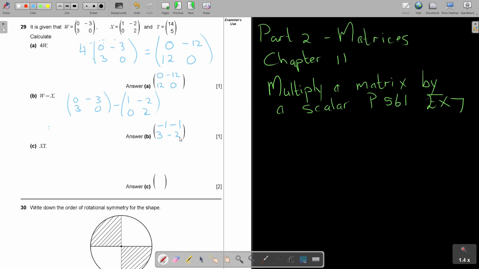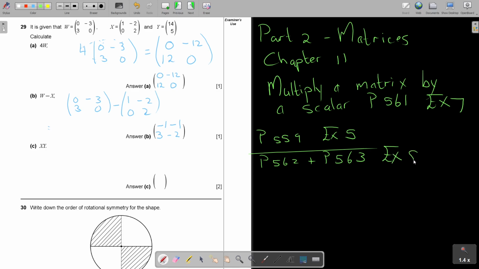And now the difficult one is the multiplication. So for this one, you could have checked on page 559, example 5. And for the multiplication, this last one is going to be page 562 plus page 563, and it's example 8. Okay, but let's do it.